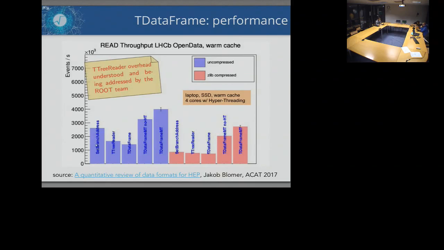So we can see that SetBranchAddress, a pure low-level TTree reading, has quite a bit of advantage. Higher is better because the y-axis is events per second processed. So SetBranchAddress has quite a bit of an advantage with respect to a TTreeReader. This overhead is actually not intentional and is being worked on. TDataFrame is based on TTreeReader, so it has the same performance with a little bit of overhead. But as soon as you go multi-threaded, you get back everything that you lost and more.